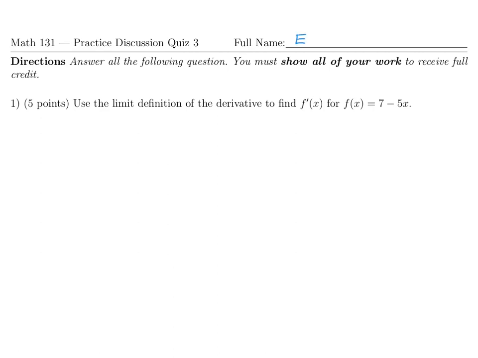Let's go over a couple of problems for this week's discussion quiz. To start with, we're going to use the limit definition of the derivative to find f prime of x for this function f of x here, which if you look at it, you probably already know that the answer is going to be -5. But let's verify this by using the following formula.